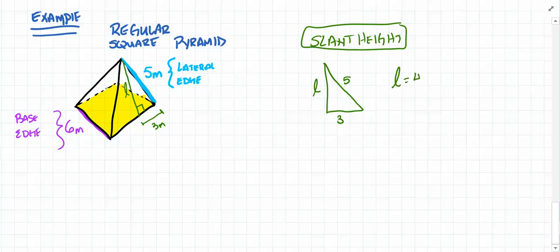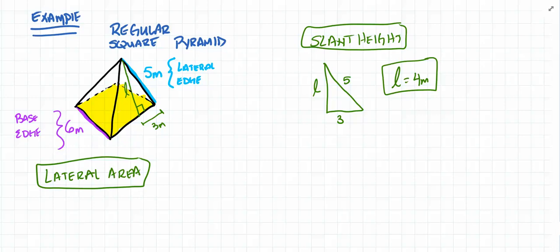Okay, the lateral area. The lateral area for us is going to be 1/2 the perimeter times the slant height. Now, the perimeter is the perimeter of the base. So what is the perimeter of the base? 6 times 4 is 24. So I have 1/2 times 24 times the slant height, which I found in the other example up there, which is a value of 4. Calculating all of that, you should get what?